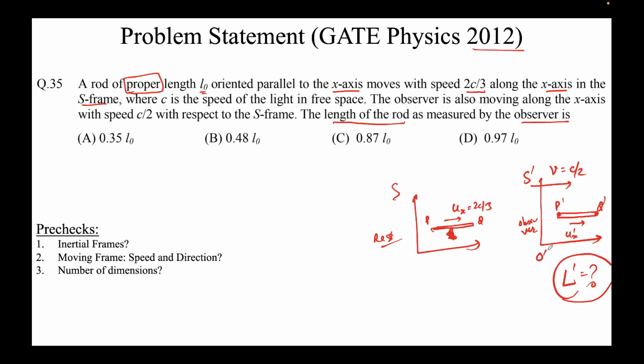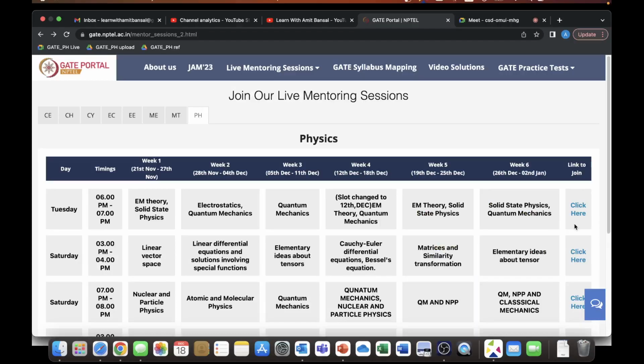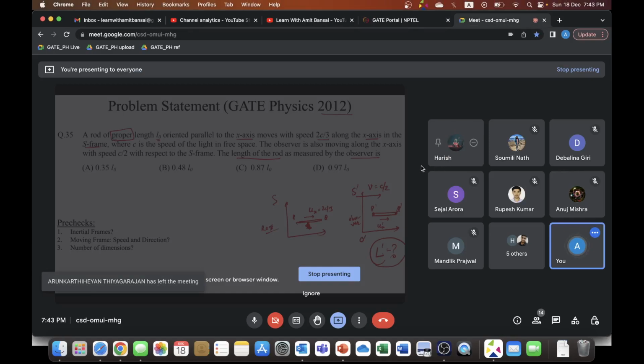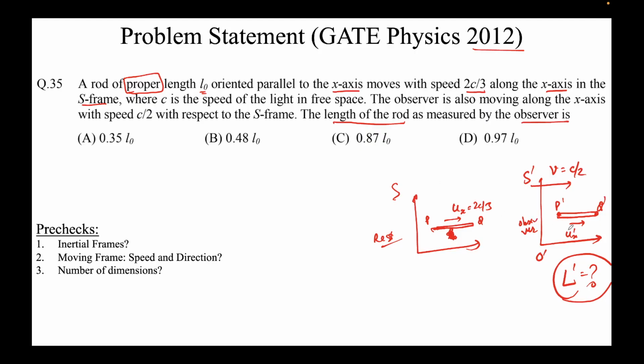So if you want to measure any quantity, can someone who is unmuted please mute yourself? It might create disturbance for others. Yeah, so we need to find what length this observer measures. Hence, just to apply the formula, if you can do it orally, it's fine.